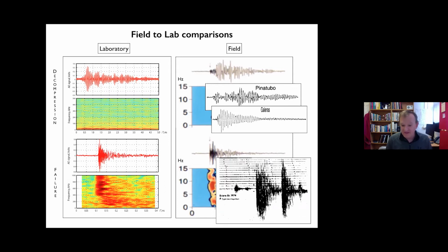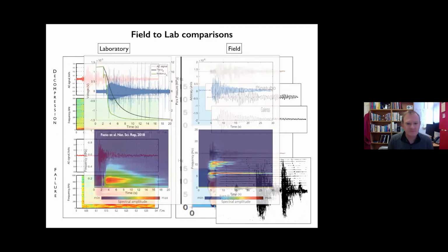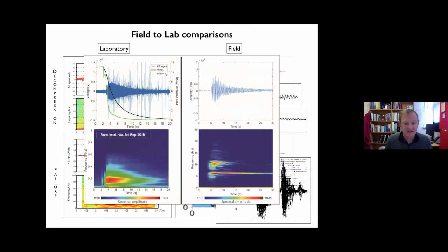And one of the earliest earthquakes on Etna volcano, this is on the right, bottom right, to compare with a fracturing event from a sample of Etna basalt in the lab. So same rock type, different scales, but it looks very, very similar. And most recently, now just a few years ago, my former colleague Marco Fazio was able to further elucidate what's going on by measuring the same kind of data.